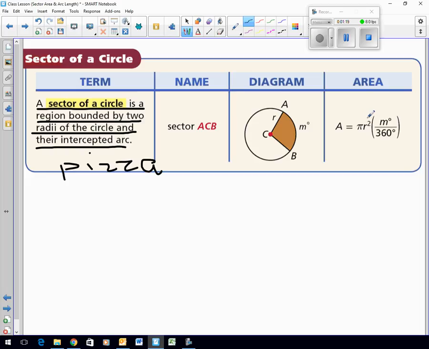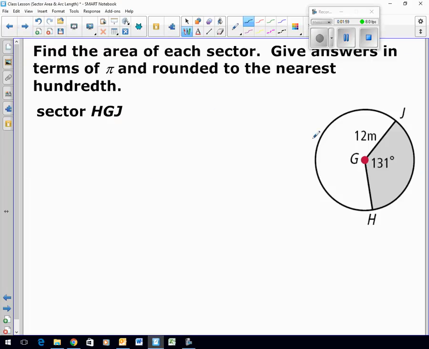What's confusing is not so much that we're talking about a pizza slice, but it's this formula right here. The area of a sector of a circle is pi radius squared times the arc measure over 360. On your formula sheets, this shows up as theta, which is just the arc measurement. We're going to move forward and come back to it if you need it. So let's look at this example.